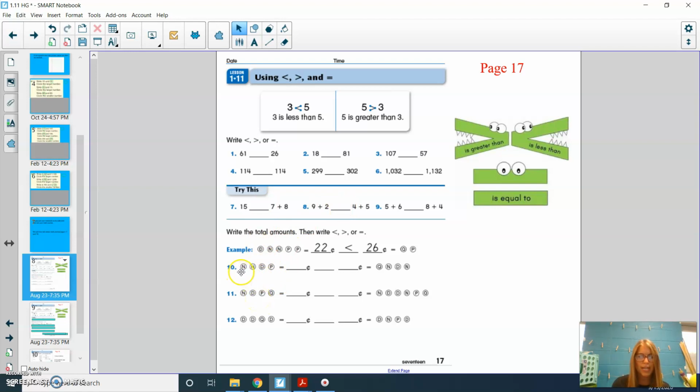So for number 10, you're going to add up the amount of money. You're going to write the cents on the line. You'll do the same thing on the other side and then insert your symbol. So just like in the example, they had a dime, which was 10, a nickel, which would be 15, 20, 21, 22 cents. Where on the other side, they just had a quarter, which was 25, and a penny, 26. And we know that 22 is less than 26. So could you solve 7 through 12, and then press play when you're ready to hear the answer? Press pause now.